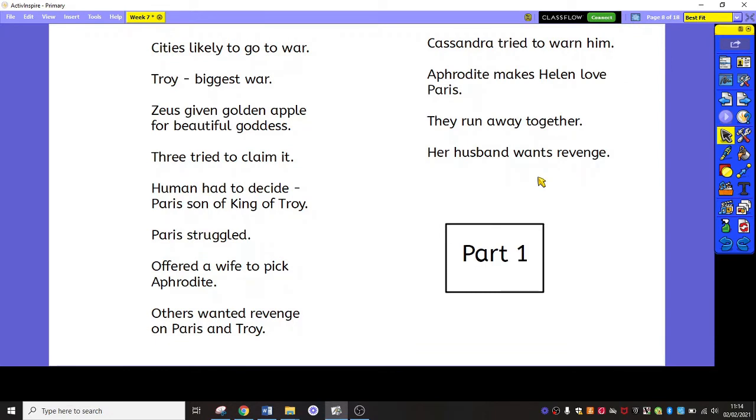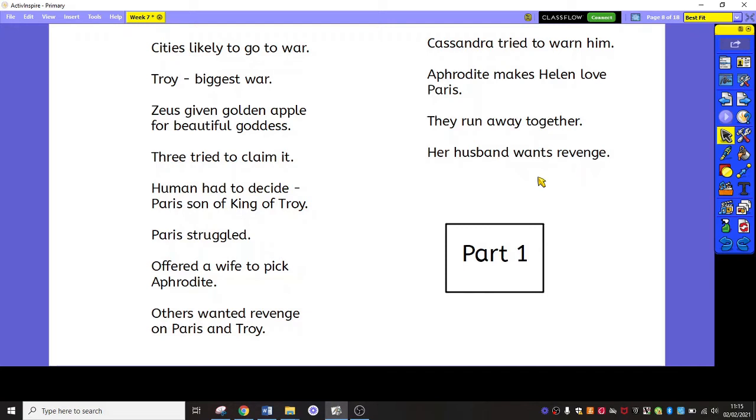And you should have some notes that look a bit like this. These are my notes that were just for part 1, that first section, which was a few minutes long. Cities likely to go to war. Troy was the biggest war. Zeus was given a golden apple. Three goddesses tried to claim it. A human had to decide. Paris had struggled to make the decision. Aphrodite offered him a wife if he picked her, which he did, and the others wanted revenge. His sister tried to warn him that bad things were going to happen. Aphrodite makes Helen love Paris, so they run away together, and then the husband wanted revenge.